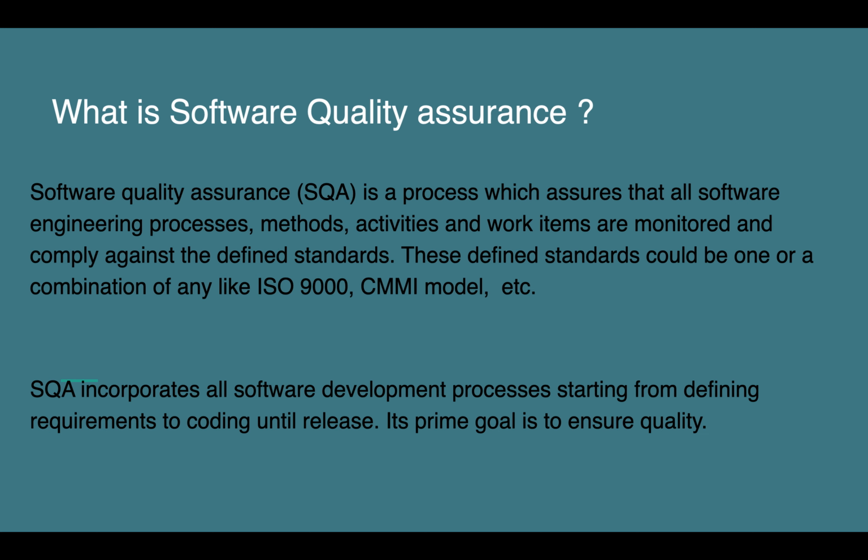Next, software quality assurance. Software quality assurance is nothing but a process which ensures that all software engineering processes, methods, activities, and work items are monitored against the defined standards. These defined standards could be one or a combination of any, like ISO 9000, CMMI model, etc. Software quality assurance incorporates all software development processes, starting from defining the user requirements to coding until release. So, the primary goal of software quality assurance is obviously to ensure quality to the customers.